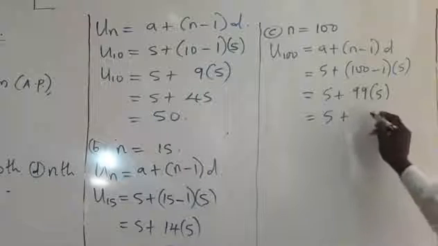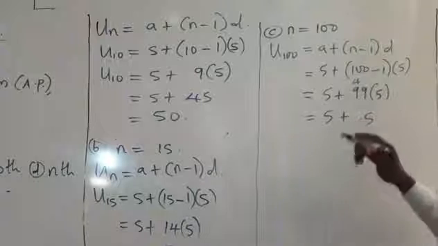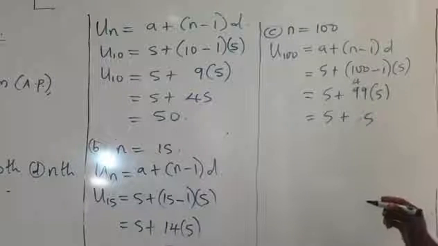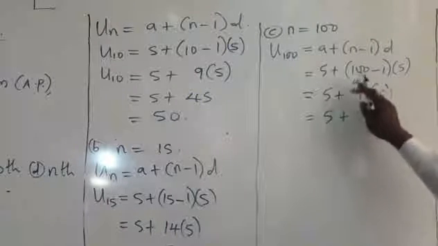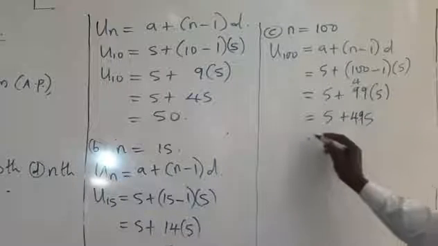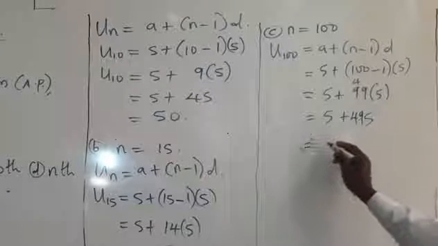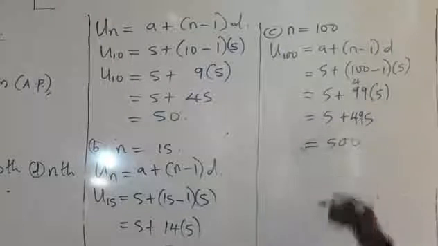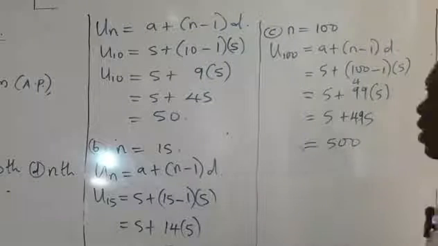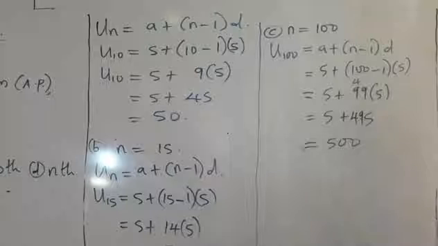5 carry 4. 5 times 9, 45 plus 4, that's 49. That's 495. So 495 plus 5 will give us 500. It means the 100th term is 500. So the 100th term is 500.